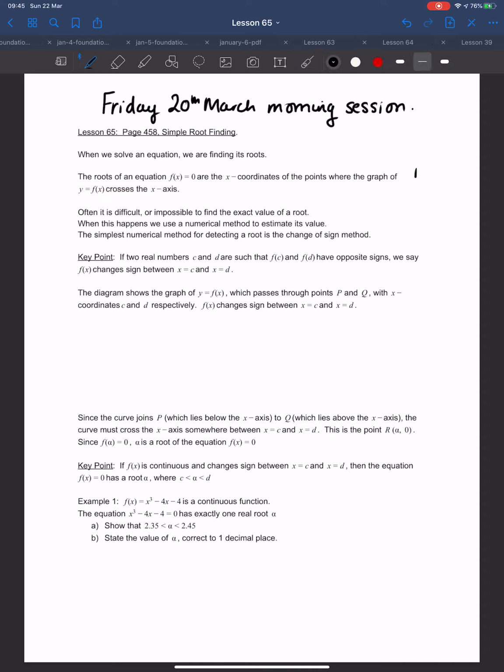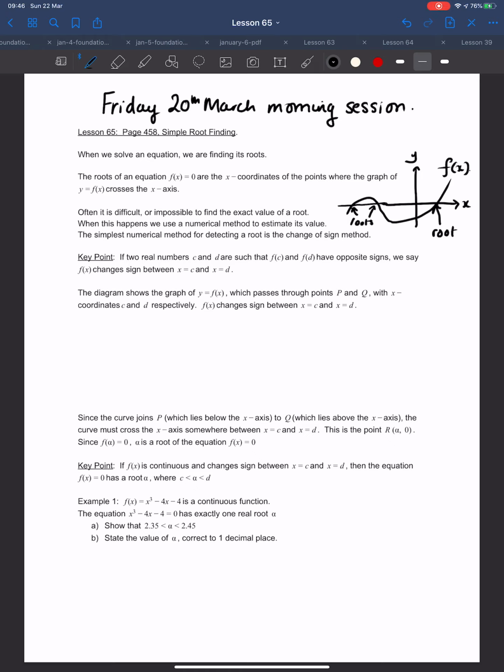Let me just draw a little picture of that for you. This is the graph f of x, this is the curve, the x-axis, the y-axis. That point there, that's a root. And you might have more if it comes back like this. These are roots as well. So we've set f of x equals 0.